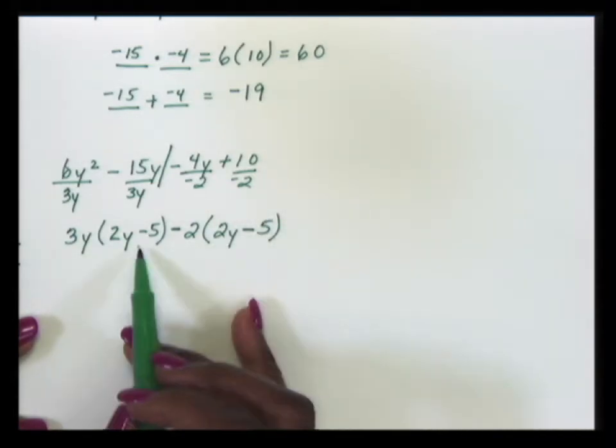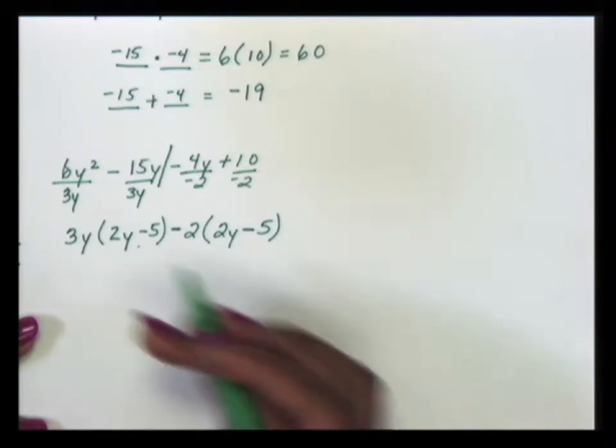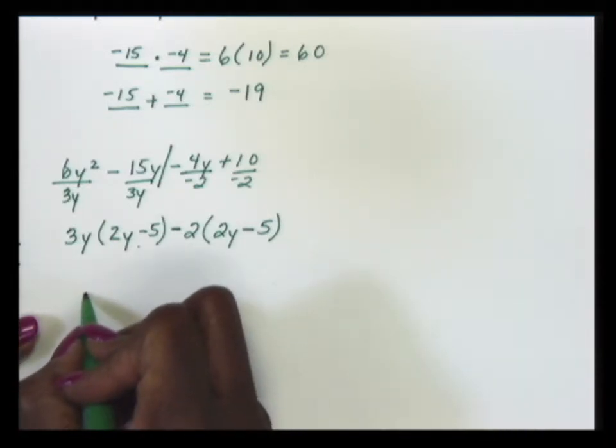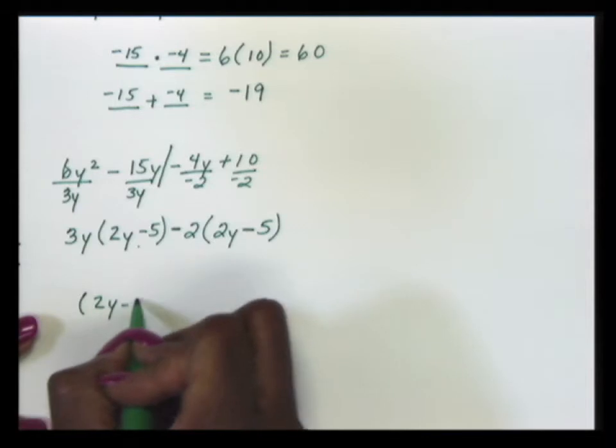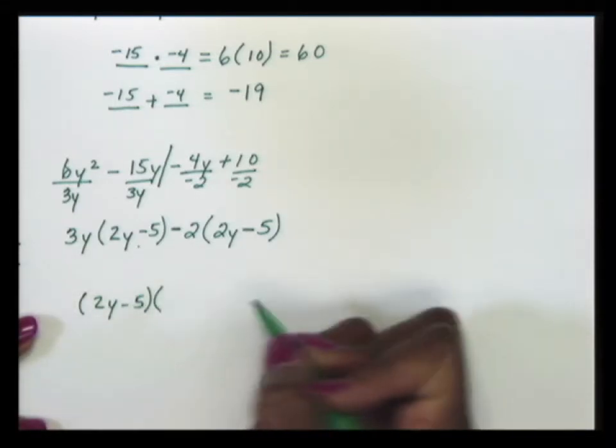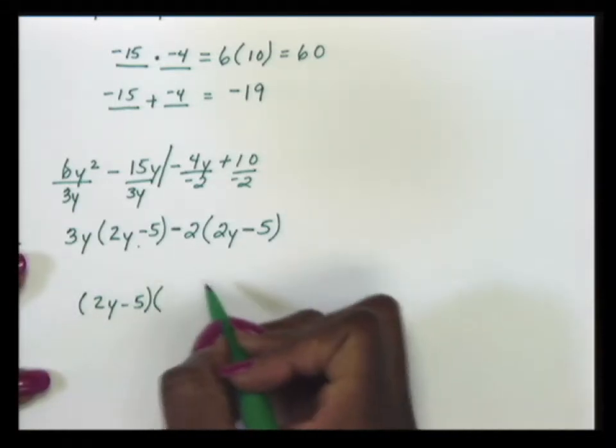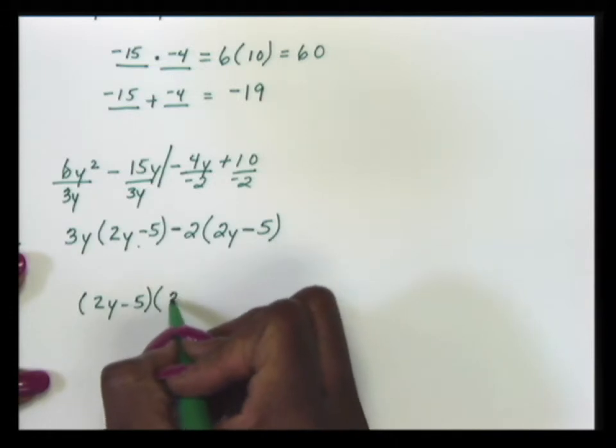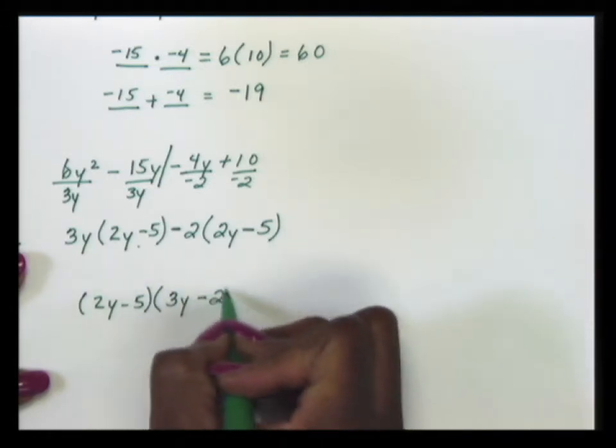The expressions in the parentheses are exactly the same. So we have a greatest common factor of 2y minus 5. Our other polynomial is 3y minus 2.